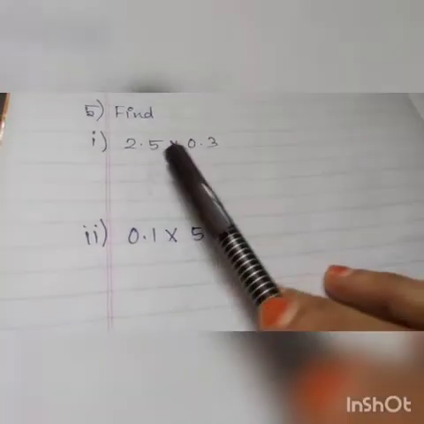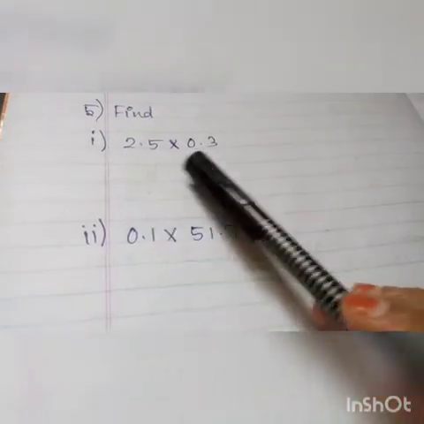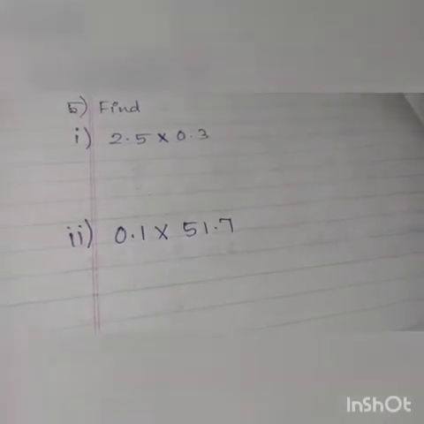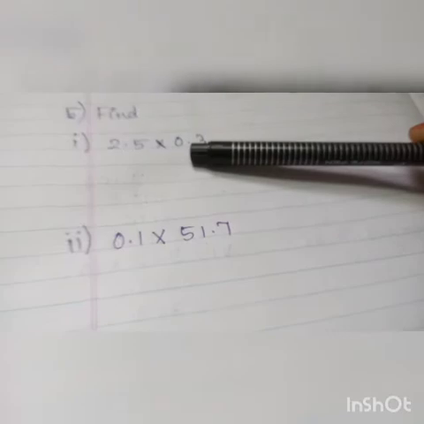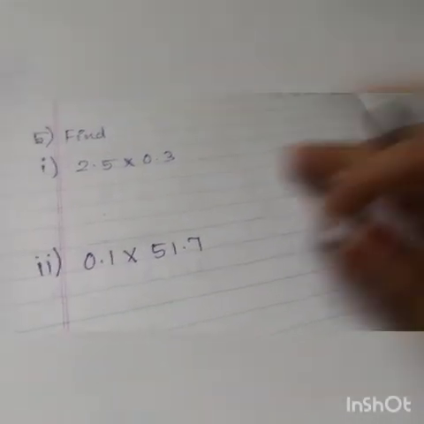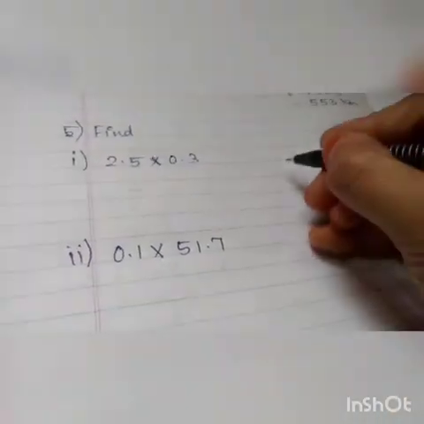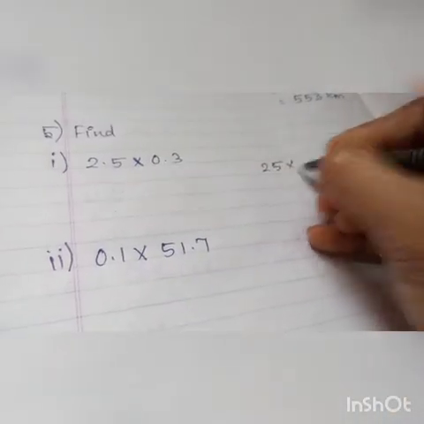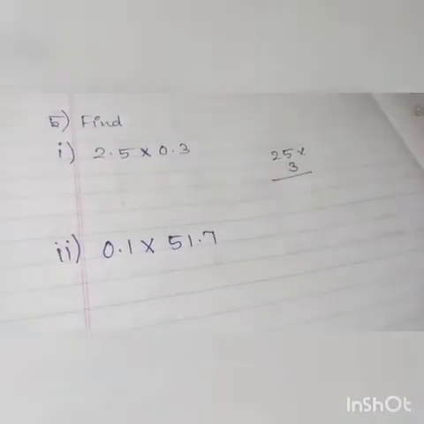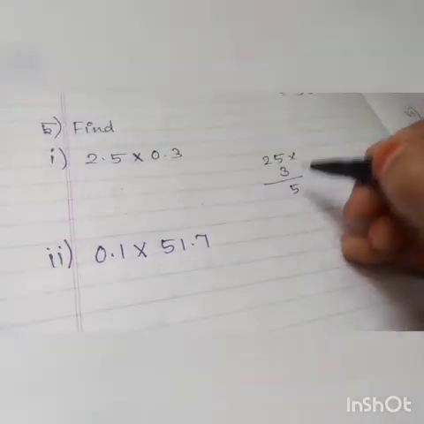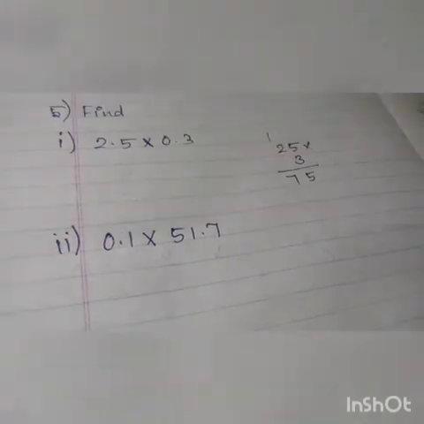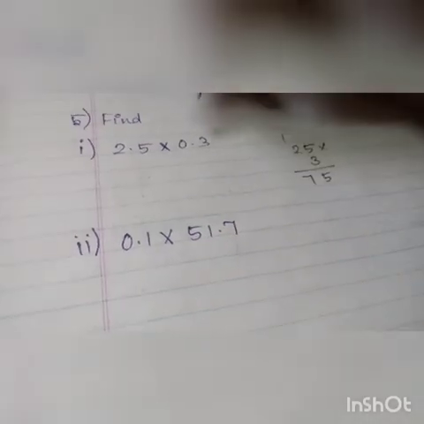Fifth problem, first subdivision I am going to teach you. 2.5 into 0.3. In the last question, we multiplied a decimal number and a whole number. But here both are decimal numbers. No problem. Don't consider the decimal point, just multiply both. 25 into 3: 5 3s are 15, 3 2s are 6, 7. So what is the answer for 25 into 3? 75.